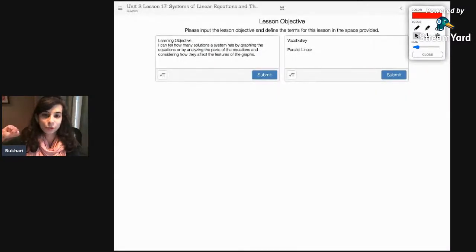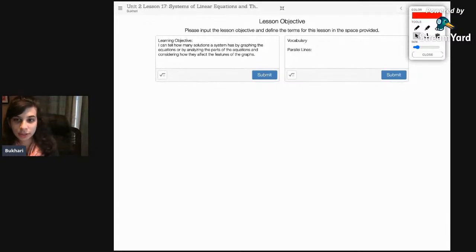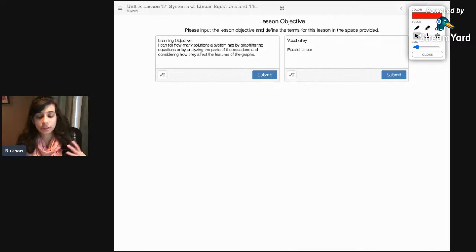Alrighty, last lesson before our mid-unit test. This is some more practice on systems of linear equations, practicing how to find solutions and how many solutions a system of equations could have. So can we have 1, 2, 3, 0, infinitely many?